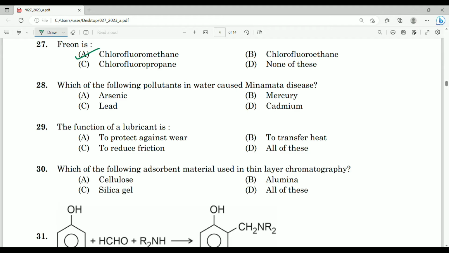Arsenic, mercury, lead, cadmium. Answer is mercury. The function of a lubricant is to protect against wear, to transfer heat, to reduce friction, all of these. So the answer is all of these.